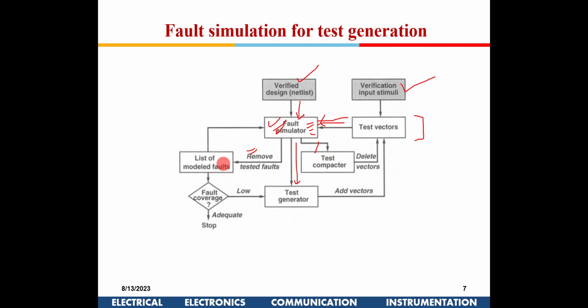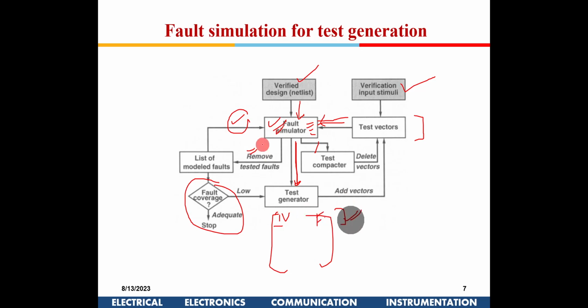Slowly, when you run this, your entire fault coverage should be done. One test vector, a combination of one test vector, clears a set of faults, so that will keep moving to the test generator. In the test generator, you'll keep having a list: this is the test vector, and these are the faults covered by it.